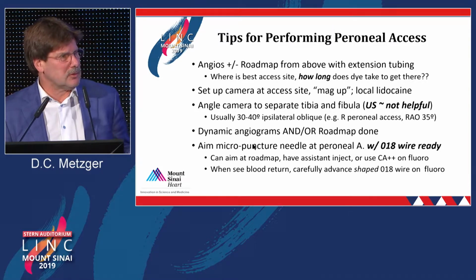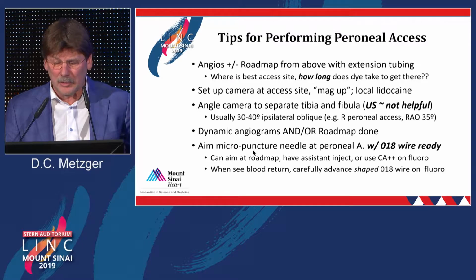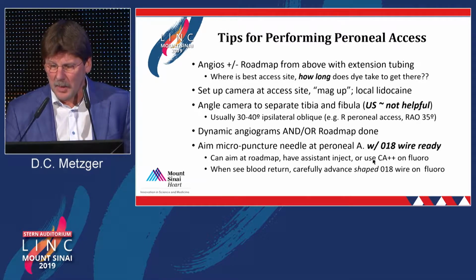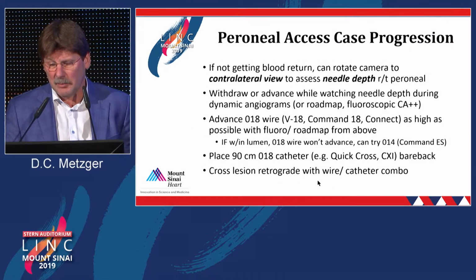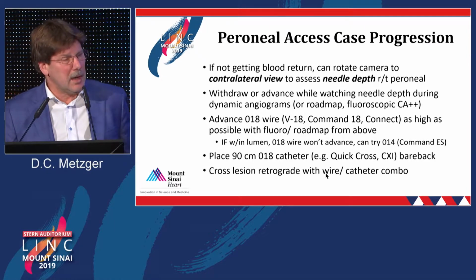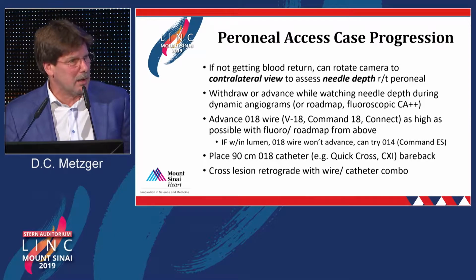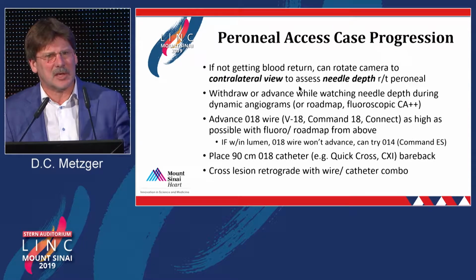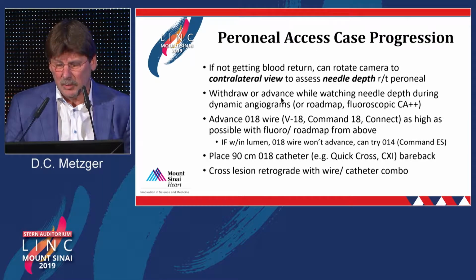We will then do an angiogram or a road map from above, and aiming at that, we'll aim our micropuncture access and the ipsilateral wire with a pre-shaped wire ready to go. Once we see the blood return, as you've seen here, we carefully advance the shaped and ready wire. Now, if you're going in on that road map or angiogram in the ipsilateral view and you're not hitting it, then rotate your camera to a contralateral view to assess the needle depth, and I'll show you examples of that in a second. And then you can adjust your needle depth based on that and then advance your wire.